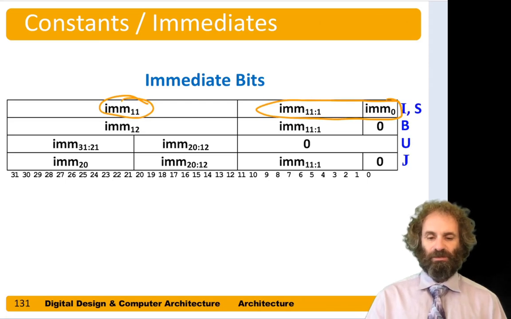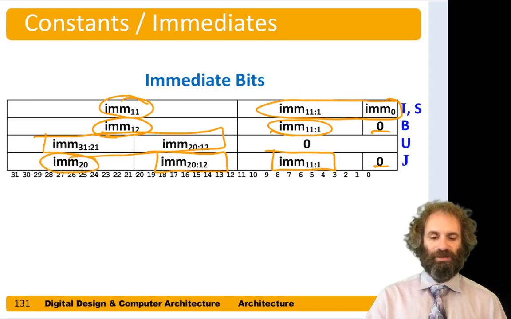A B-type instruction takes an immediate with a 0 in the least significant bit, IMM 11 through 1, and then sign extends the 12th bit into the upper positions. A U-type instruction has zeros in the bottom 12 bits and puts the immediate in the upper 20 bits. A J-type has a 0 in the beginning, then it has 11 bits, and then the remainder of the immediate, and then sign extends into the upper bits.